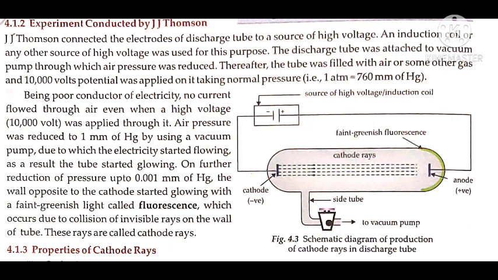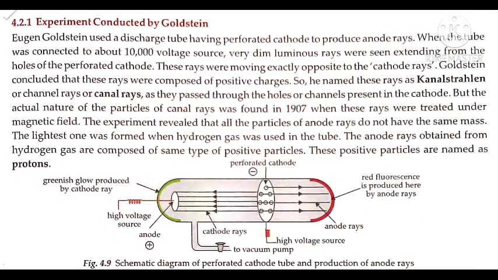On further reduction of pressure up to 0.001 mm of mercury, the wall opposite to the cathode started glowing with a faint greenish light called fluorescence, which occurs due to collision of invisible rays on the wall of the tube. These rays are called cathode rays. They are negatively charged particles.